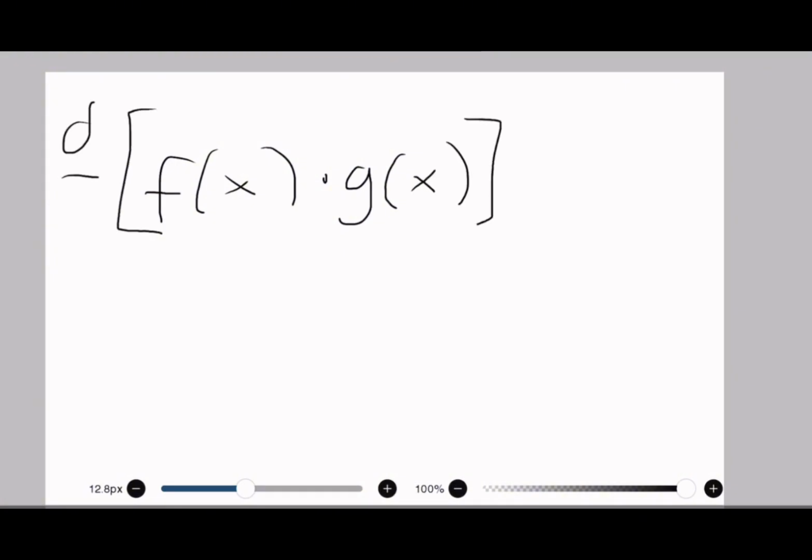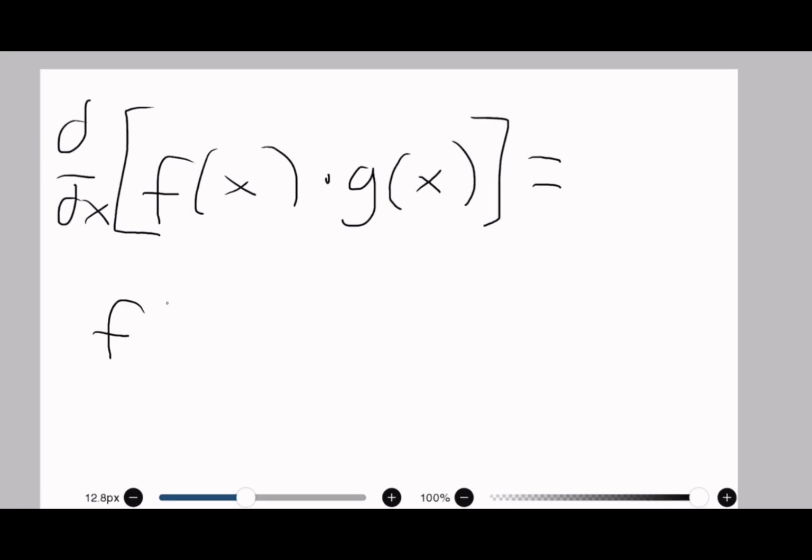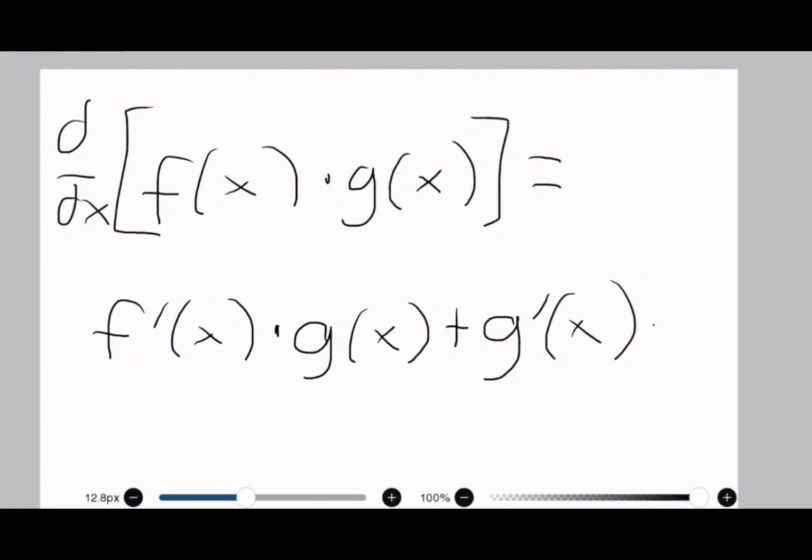So the formula for the product rule is, if you have, say, the function f of x times g of x, and you want to find the derivative of this, the equation is going to be f prime of x, the derivative of f of x, times g of x, the original equation, plus g prime of x times the original equation of f of x. This formula may look a little bit confusing, but I'm going to show you an example of how to use it.